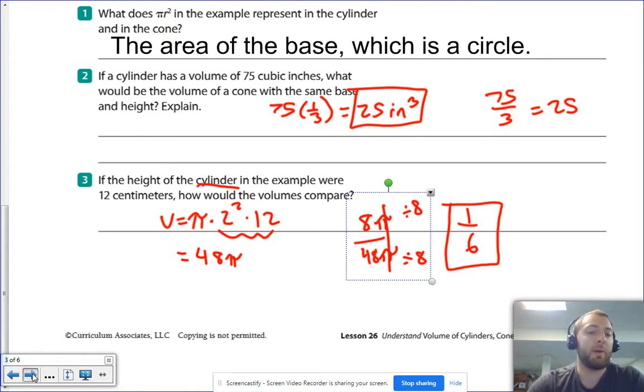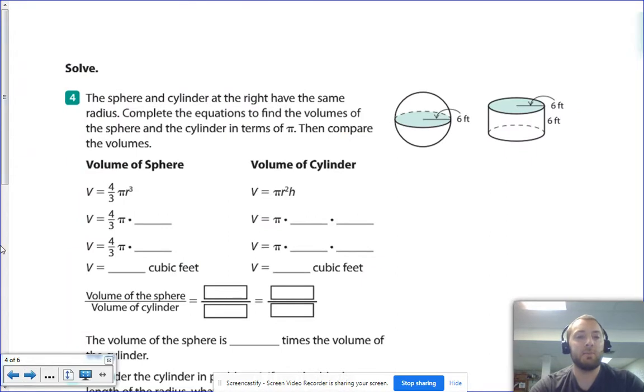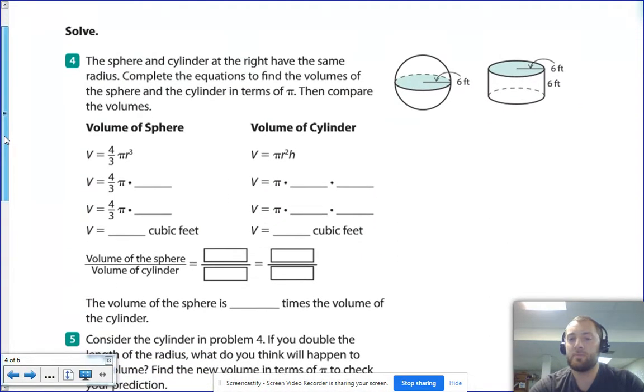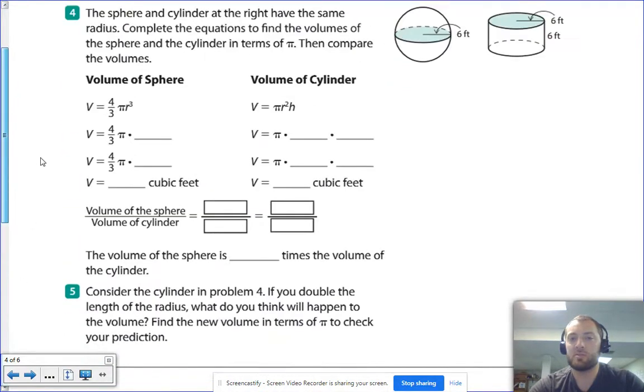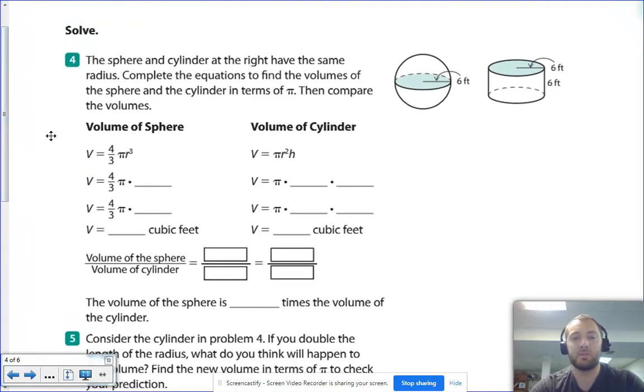All right, we're going to apply that on the backside. It's a little bit more challenging on the backside, but we're going to apply that. We're going to actually compare spheres with cylinders. So on this backside, we're really comparing the cylinders with a sphere. But we're going to talk a lot about cylinders again.